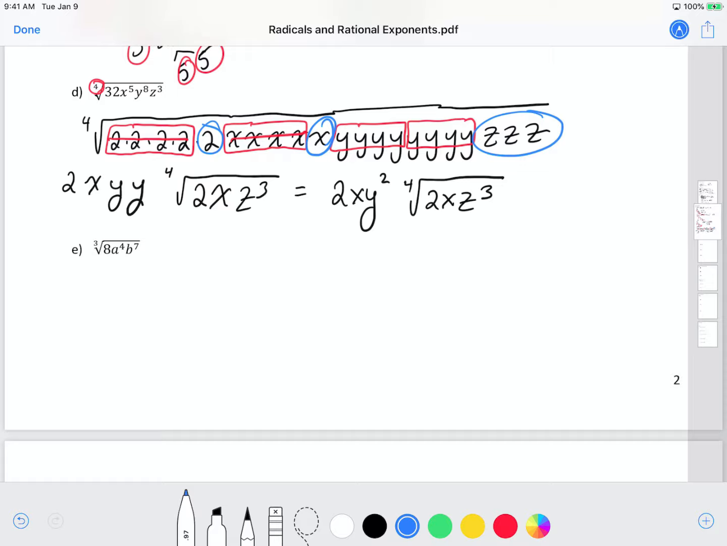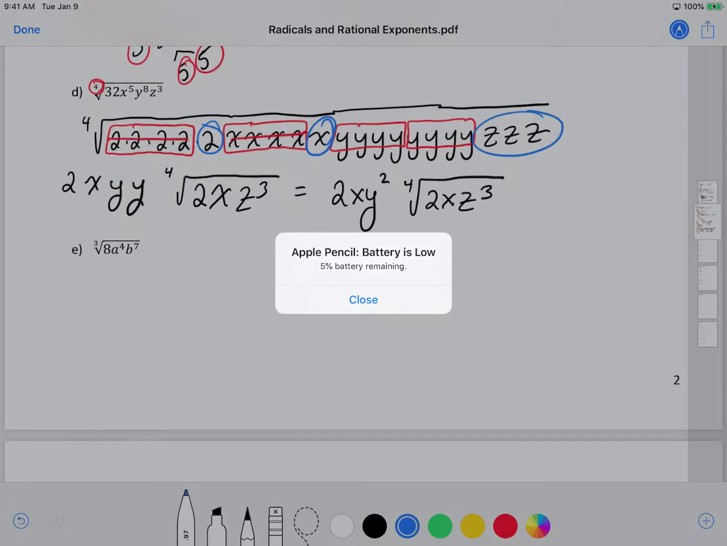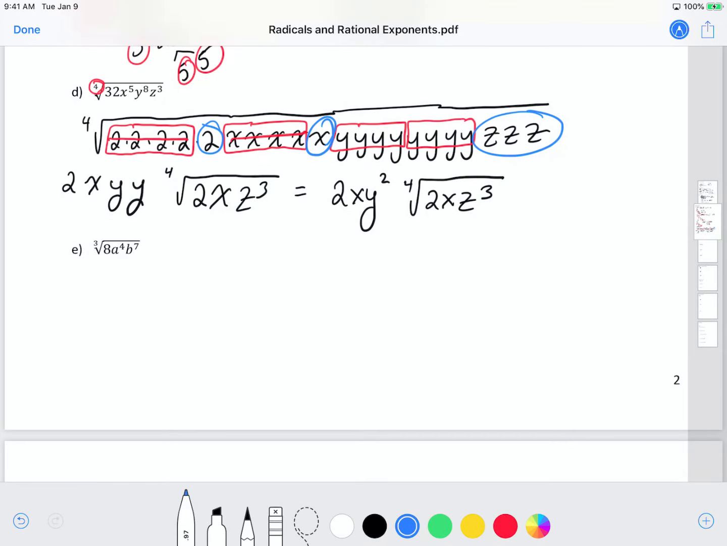4 goes into 8 an even number of times, 2 times. So I have 2 groups of 4, so I'm going to pull out a y squared. And that is a remainder of 0, so I should have no more y's left underneath the radical. 4 can't go into 3, so I leave all 3 z's underneath the radical. So you want to see how many times that root goes into your exponent, and whatever's left over has to stay underneath your radical.